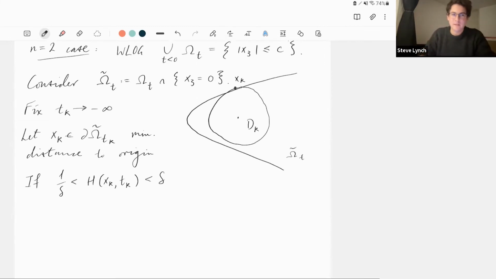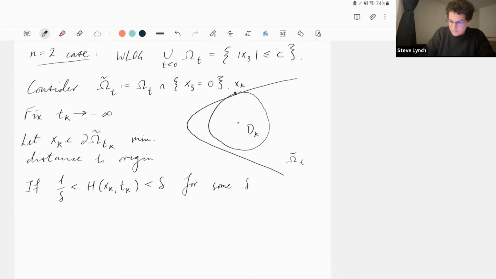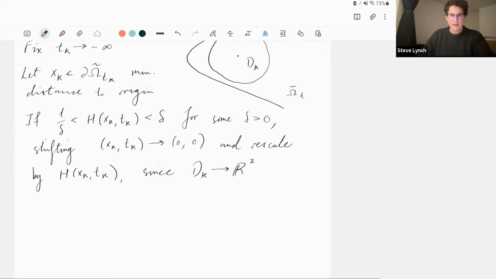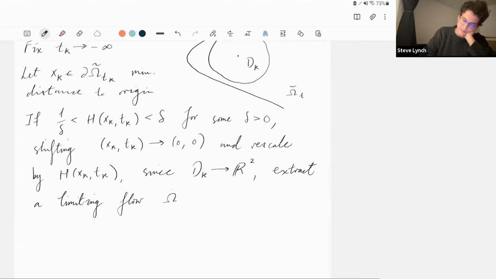So suppose for a minute we knew this, right? Then if we shift xk, tk to the origin, then since these disks dk are sweeping out all of R2, we extract a limiting flow, let's call it omega hat t, or maybe omega infinity t is better, right?